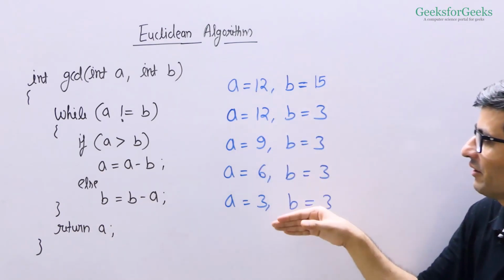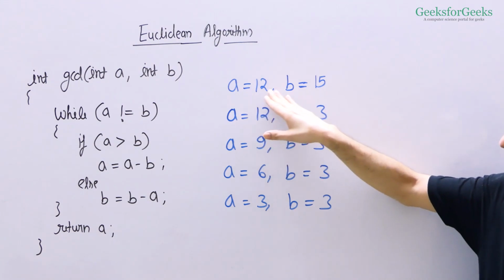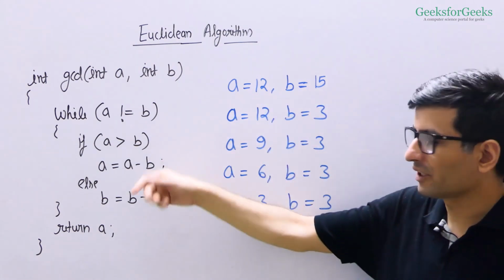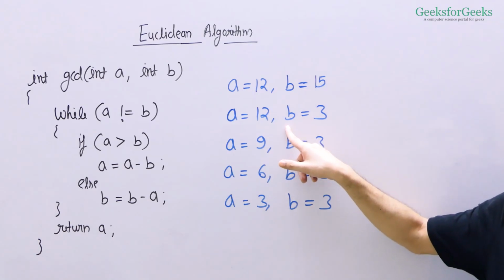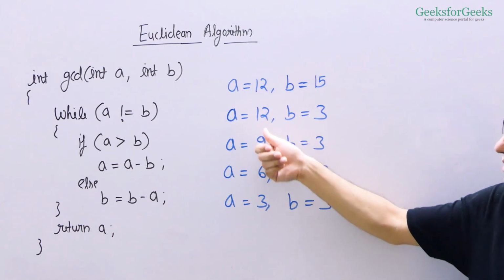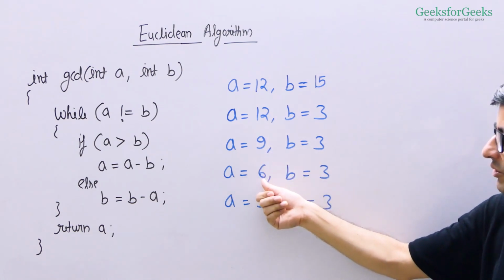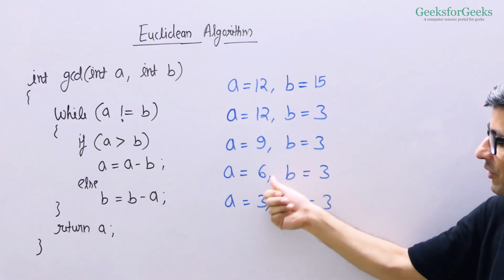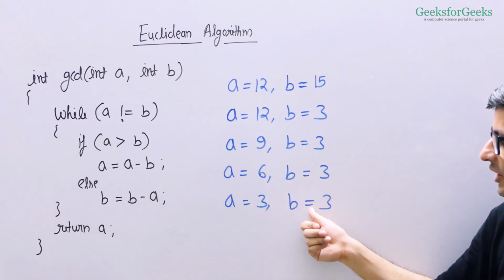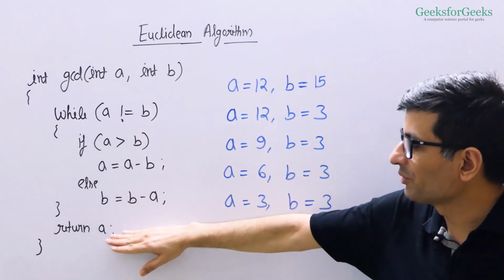So here is a dry run. Say if A is 12 and B is 15, you are going to do B minus A, right? Because B is greater and they are not equal. So B is going to become 3. Then you are going to do A minus B because now A is greater. So you are going to get 9 and 3. Then you are again going to do A minus B. So you are going to get 6, 3. Then you are again going to do A minus B. And now you get 3, 3. Now they become equal. So you stop your loop here and then you return 3.